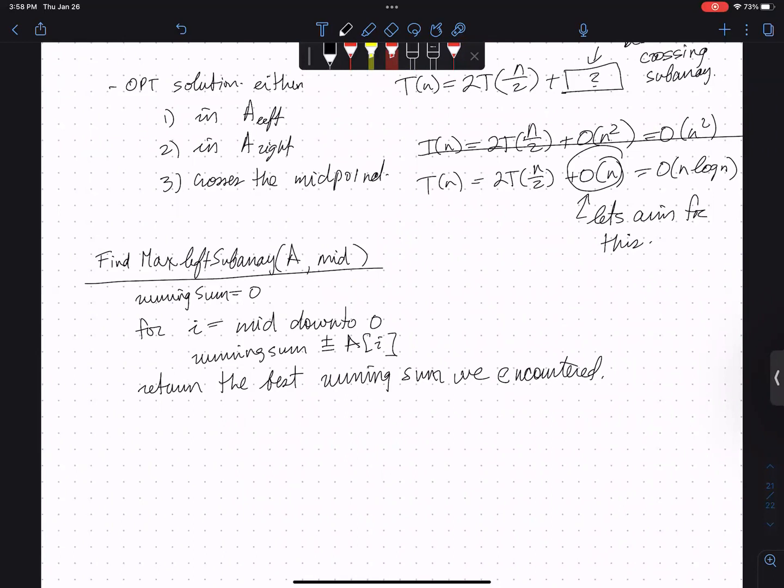And the running time of this, well, you just have this loop, which is order n time. Inside this loop is just a constant operation. So this is O of n time. An empty subarray is valid.